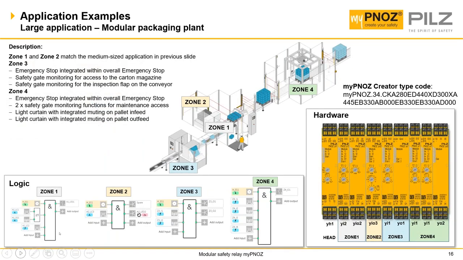The last application, an example of a large modular packaging plant. Zone 1 and 2 is a copy of the example on the previous slide with the addition of a zone 3 and a zone 4. For fear of repeating myself, I'm not going to go into detail on this slide as I think the message is clear. As before, the myPNOZ creator generates the logic, the module sequence, and the unique type code number. And I just want to reiterate again at this point that there is no software controlling this application.